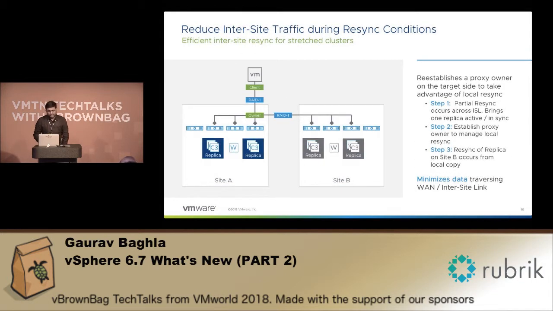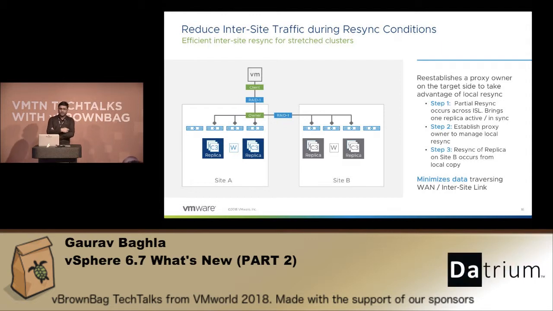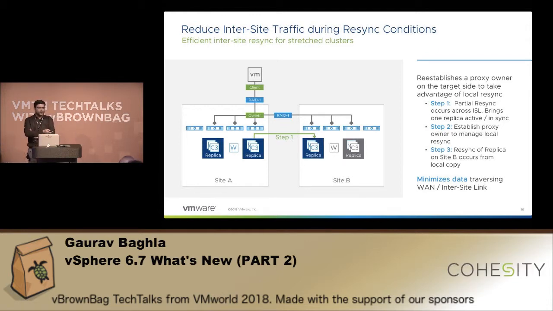Now, apart from this, again, this is with the stretch cluster itself, the resync or intersite resync as well. Prior to 6.7, we would move all the replica components from site A to site B. So when we move that, obviously you have more traffic compared to 6.7. Now with 6.7, the movement is of a single component at a time, and secondly, we do have visibility now at the component level as well.